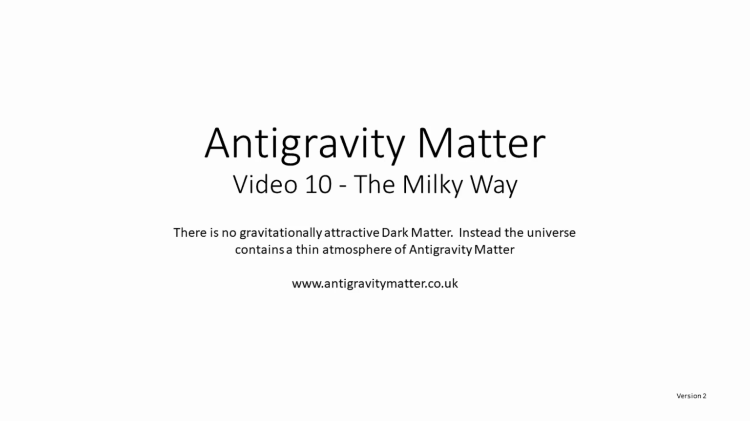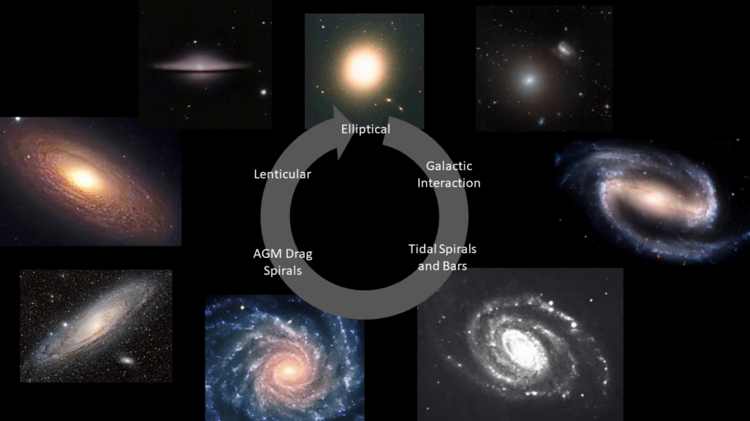In video number 9, I described the galaxy life cycle. In this video, we're going to look into how the Milky Way fits into that story. So this is the galaxy life cycle, and in summary, it starts at the top with an elliptical galaxy, which starts to interact with another galaxy, and then goes through various stages of spiral galaxy before eventually becoming a single merged elliptical galaxy again. So where's the Milky Way in that process?